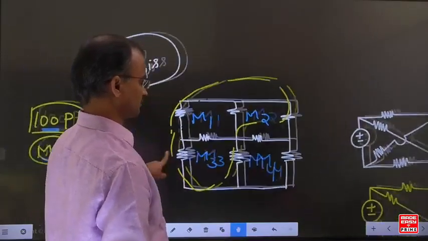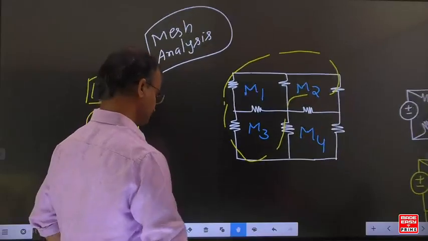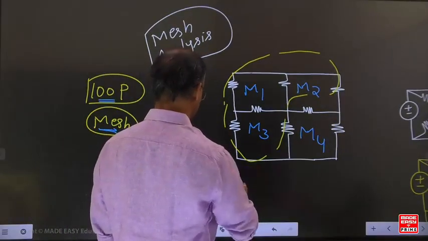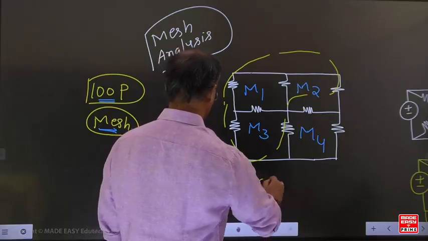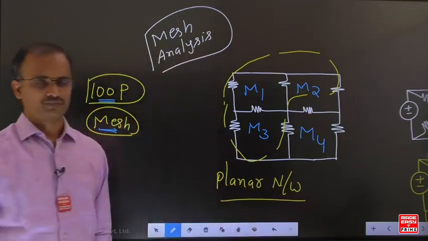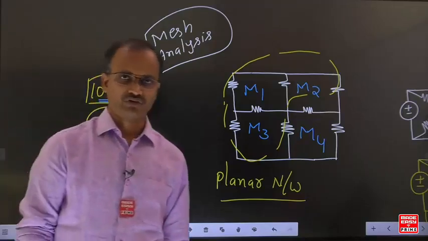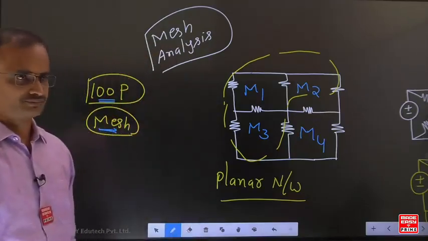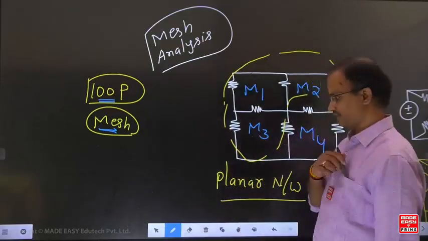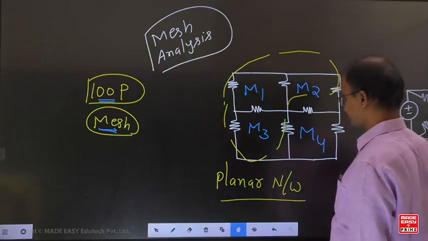Now, this mesh analysis has one limitation. Mesh analysis is valid only for planar networks. The meaning of planar network is when the network is drawn on a plane without any crossover.